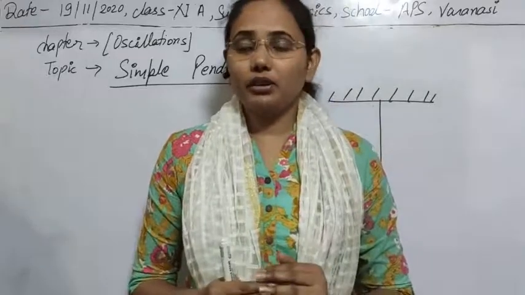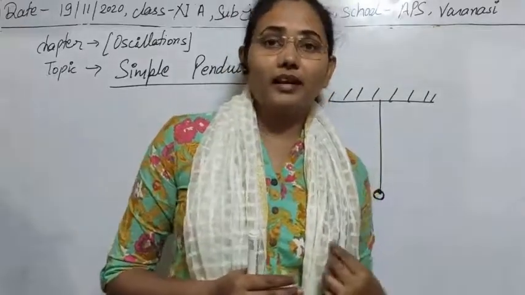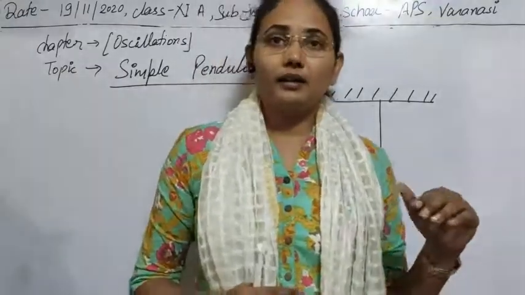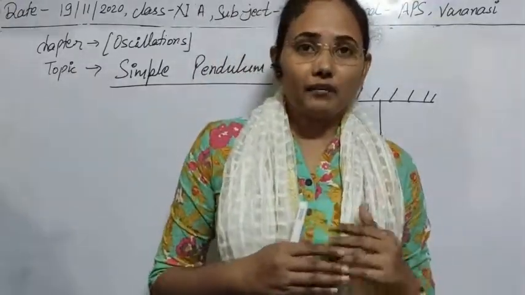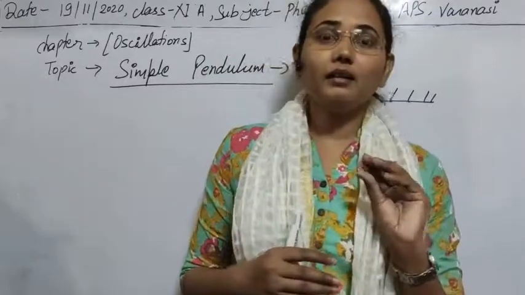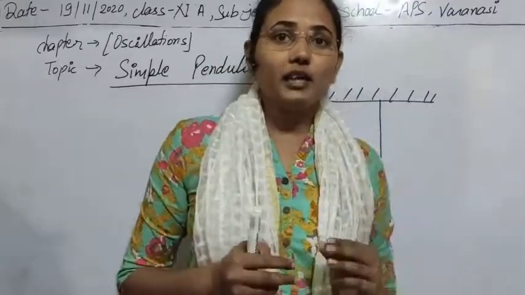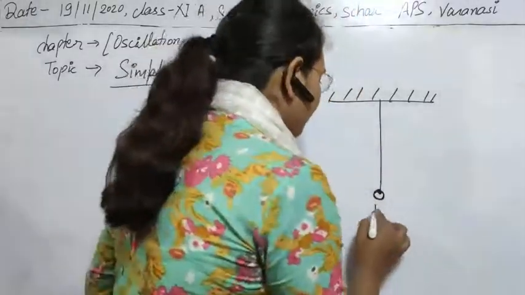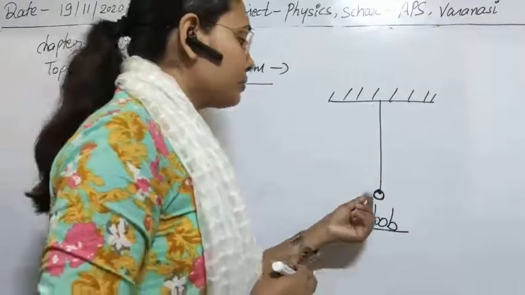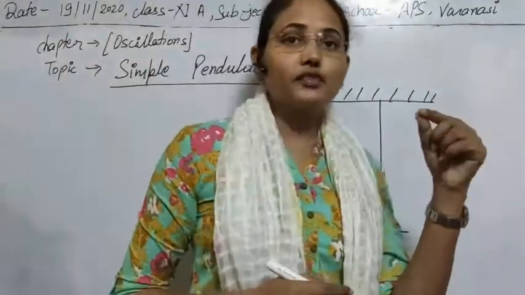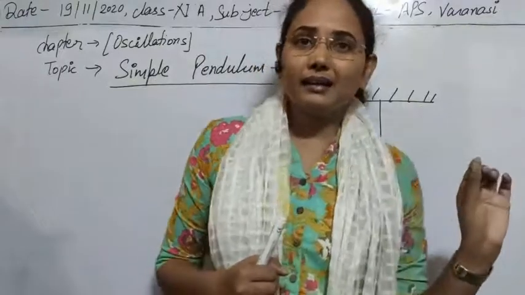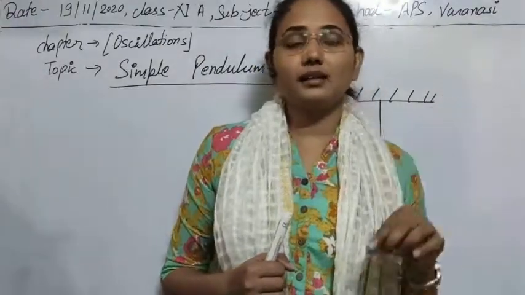So if we are taking the consideration of a point mass, then we have to take something uniform. For this purpose we take a spherical body that is known as the bob. In the case of a simple pendulum, that is the bob. This bob is a solid sphere, and we can say that its whole mass is concentrated at the center.